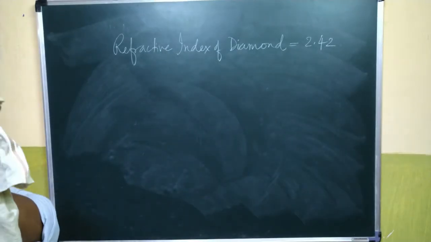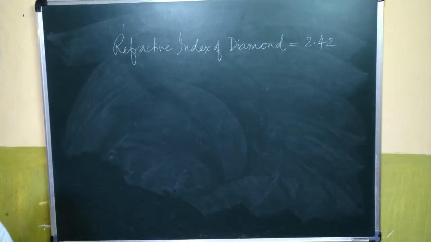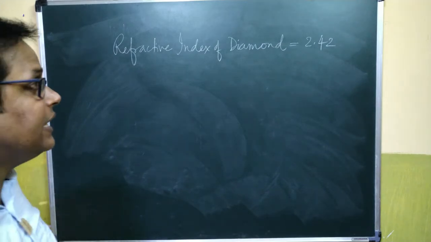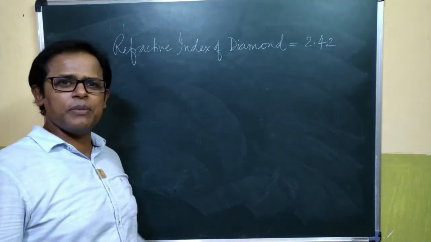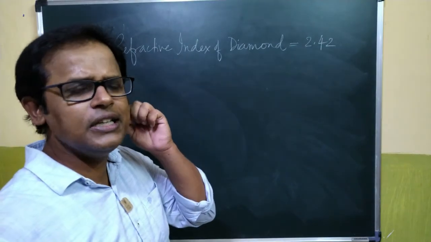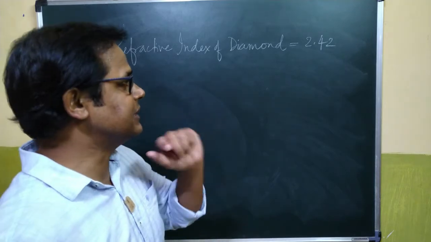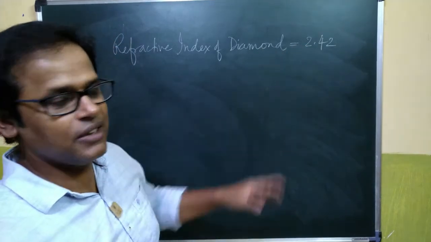So if that is the number 2.42 for diamond, which is called the absolute refractive index for it, what does that number exactly say about diamond? Is it some kind of an angle or a degree? Has it to do something with the speed of light or something like that? Yes. If you understand that number, you understand everything.